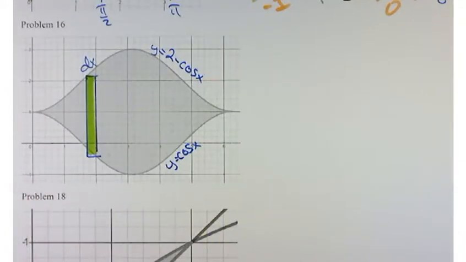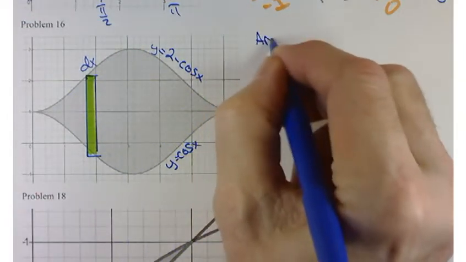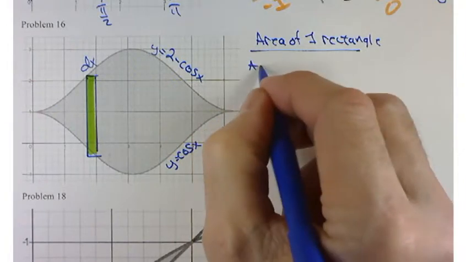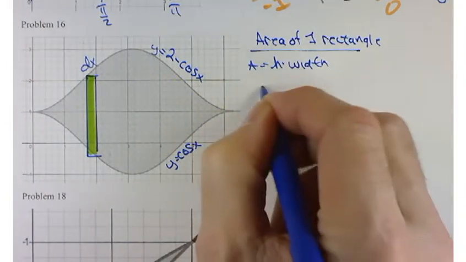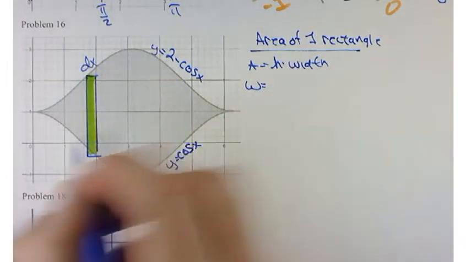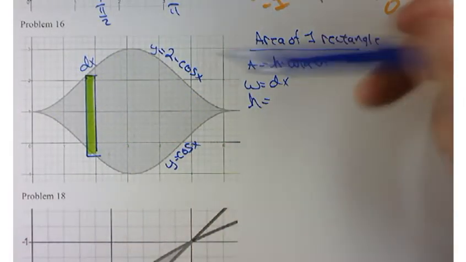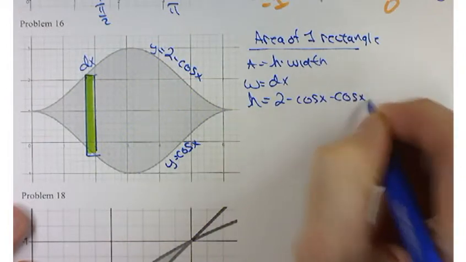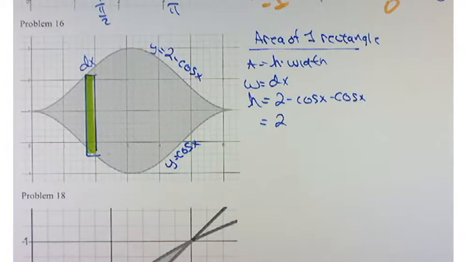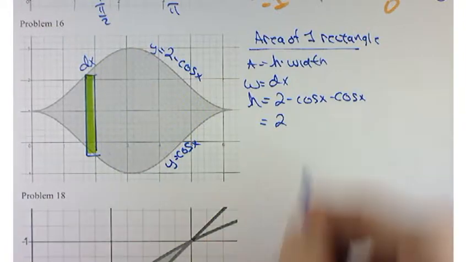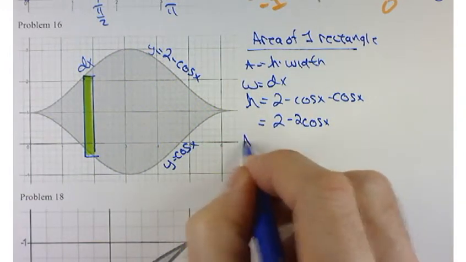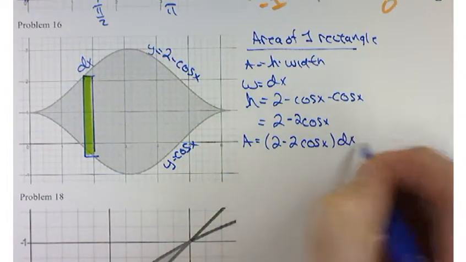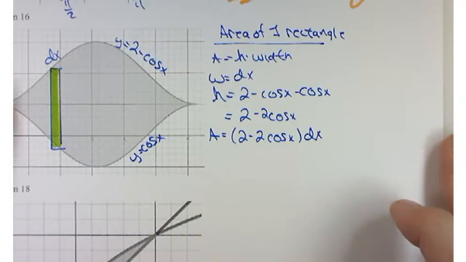Okay, so let's set this up. We want to find the area of one rectangle. Area is going to be the height times the width. The width is just dx. And the height is going to be the top minus the bottom, so it's going to be 2 minus cosine of x minus cosine of x again. You might want to simplify that. Instead of minus cosine twice, what should I write? Minus 2 cosine. Put that all together for our area: area equals 2 minus 2 cosine of x times dx. Not so bad there.